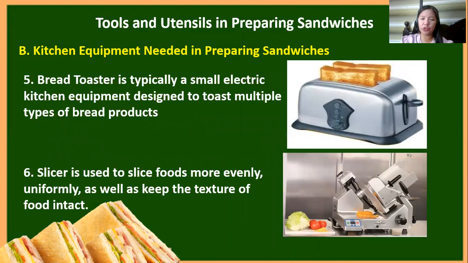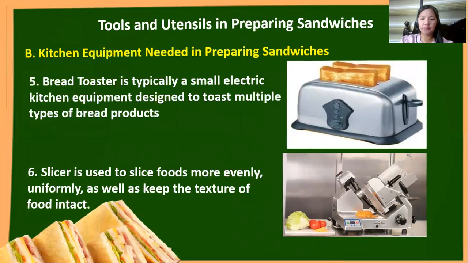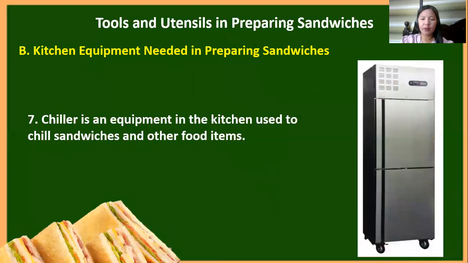Okay, a bread toaster, which is typically a small electric kitchen equipment designed to toast multiple types of bread products. We also have a slicer, which is used to slice foods more evenly and uniformly, as well as keep the texture of food intact. A chiller is an equipment in the kitchen used to chill sandwiches and other food items.